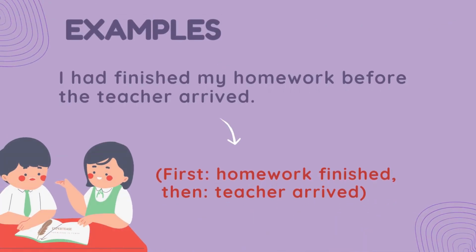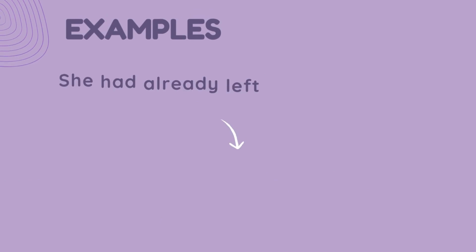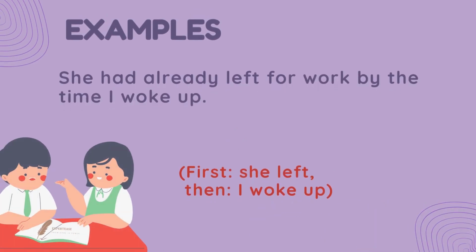Examples. I had finished my homework before the teacher arrived. First, homework finished. Then, teacher arrived. She had already left for work by the time I woke up. First, she left. Then, I woke up.